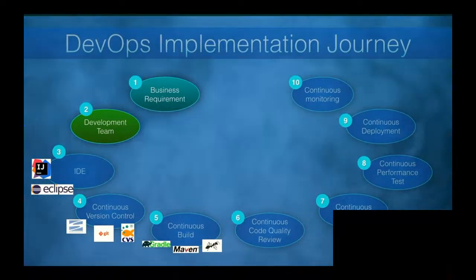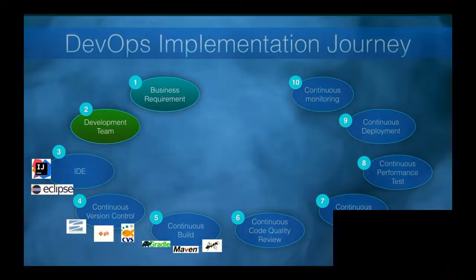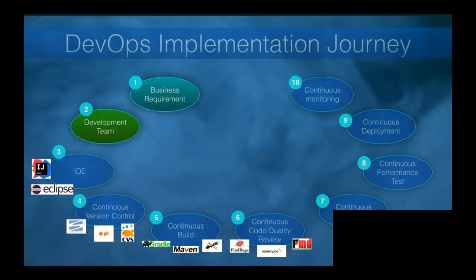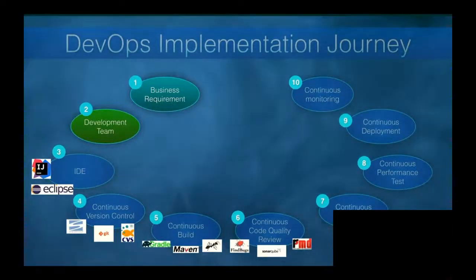For continuous build, Maven, Gradle, and the all-time favorite Ant. For continuous code quality checks, there are hundreds of tools available. I'll personally recommend you integrate with SonarQube, which is a very powerful tool for code quality and compliance checks. You can also integrate with security and compliance tools explicitly. For continuous testing, you can use Selenium or HP UFT or any other similar tool. For performance testing, you can use the widely used JMeter or HP LoadRunner.